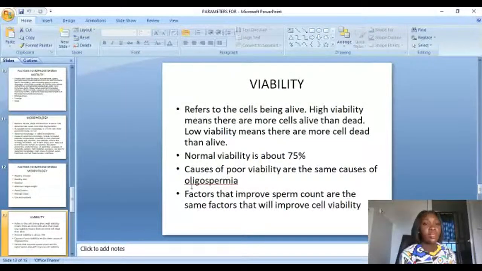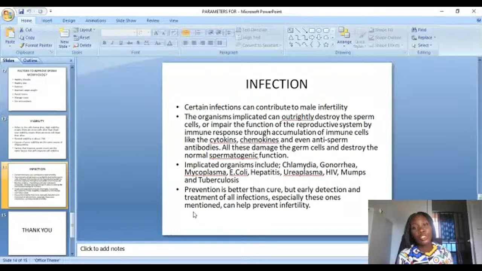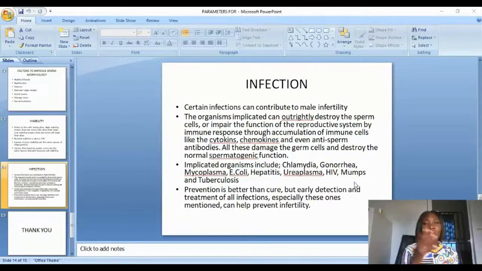The next factor or parameter is infection. And infection is a very critical aspect of sperm health as well. It contributes to infertility, that is, it can cause damaged or poor sperm health. Certain, not all, infections can contribute to male infertility. How does infection contribute to poor sperm health? What happens is that the organisms implicated can either outrightly destroy the sperm cells, or they will impair the function of the reproductive system due to the immune response that goes on following their presence in the male reproductive system.